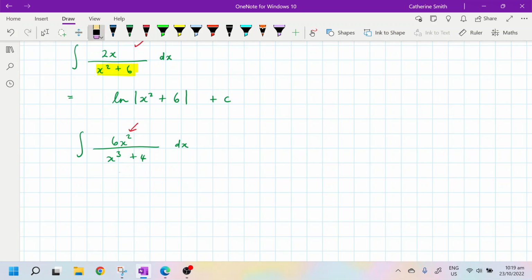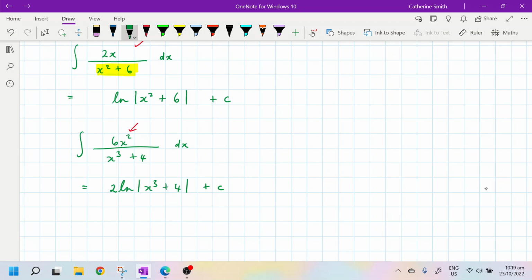So the answer to this one would be equal to log of the bottom line. And when we differentiate what's inside the absolute value, we'd get 3x squared. We've got a 6x squared, so you make a constant adjustment, so it'll be times 2. And of course, make sure you put your plus c on the indefinite integrals.